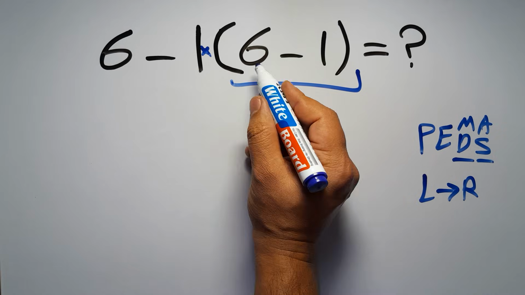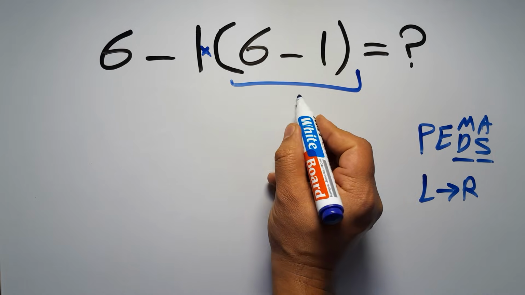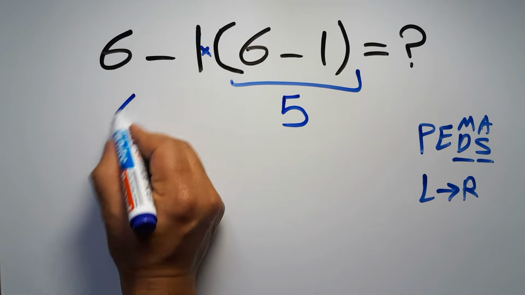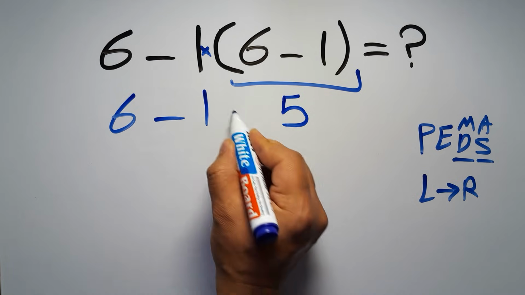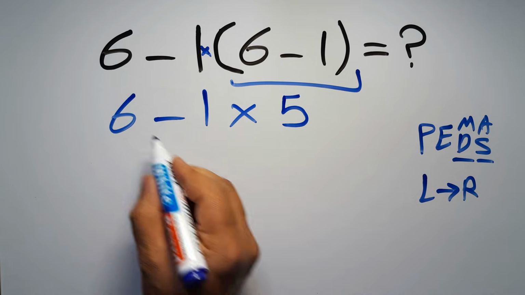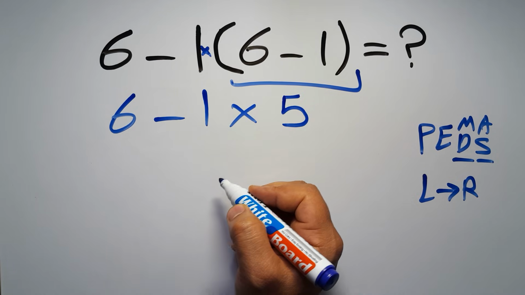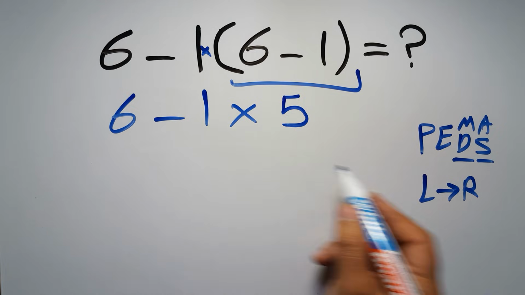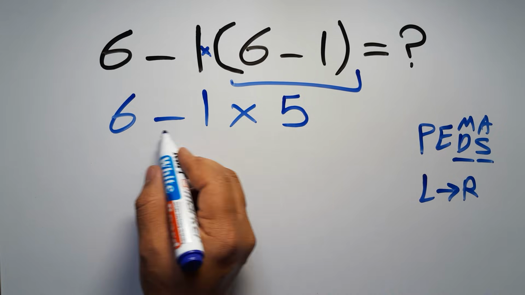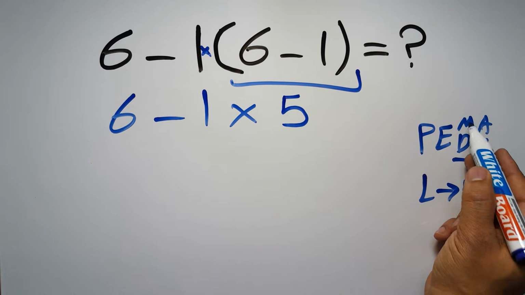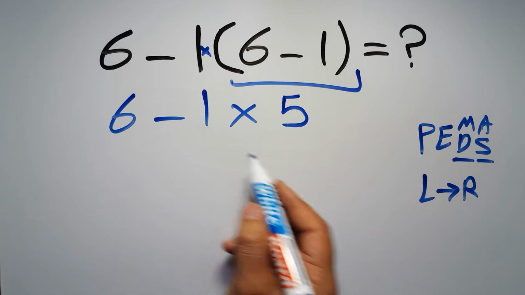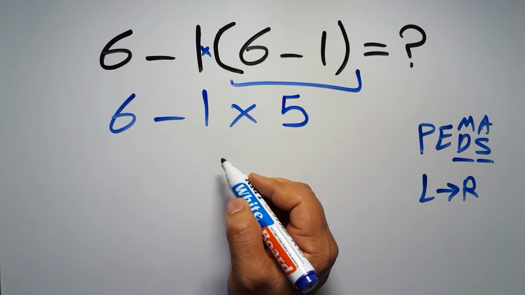Inside this parenthesis we have 6 minus 1, which gives us 5. So 6 minus 1, then times 5. Now we have one subtraction and one multiplication. According to PEMDAS, multiplication has higher priority than subtraction, because multiplication comes before subtraction. So here first we have to do this multiplication.